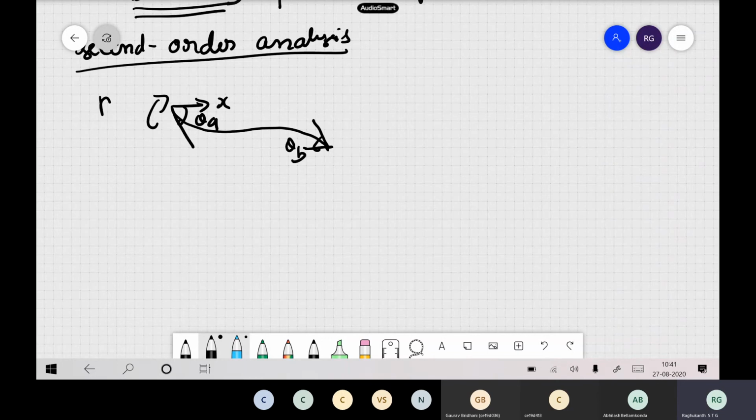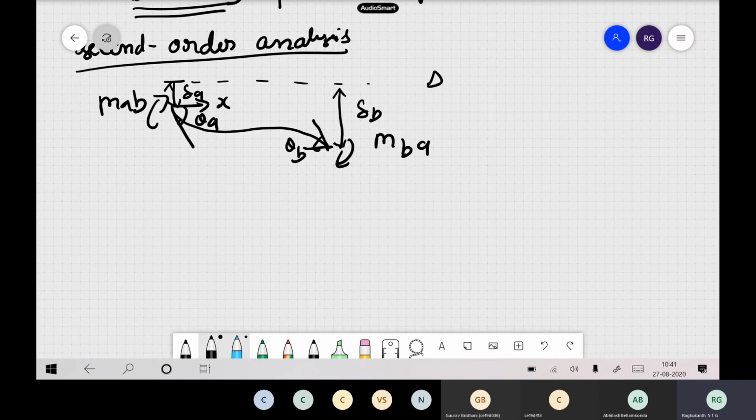So you have here MAB, then you have here MBA. As I already told you, you can write in terms of delta A, delta B, or you can directly write in terms of the delta also, delta B, removing that rigid body translation.